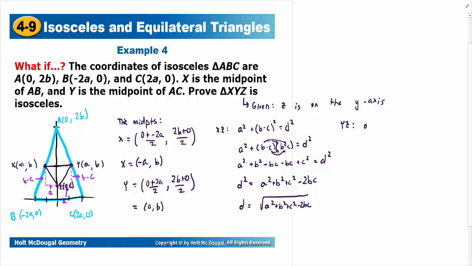So if I just went a squared plus (b minus c) squared equals d squared, because it's the same setup, I can just jump down and say it equals that. So I can say that they're both equal. So therefore, XZ equals YZ. Therefore, triangle XYZ is isosceles.